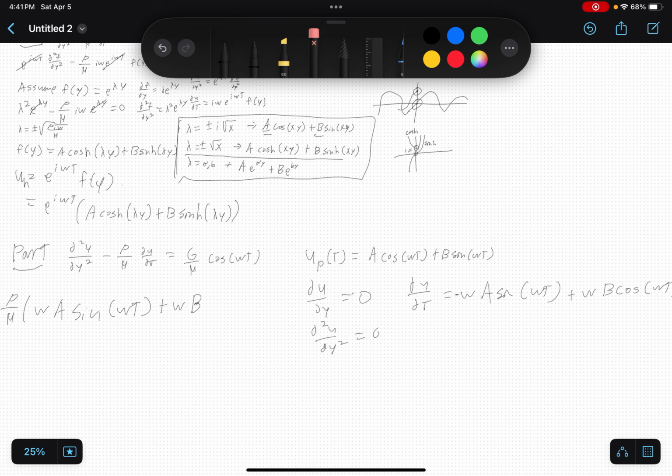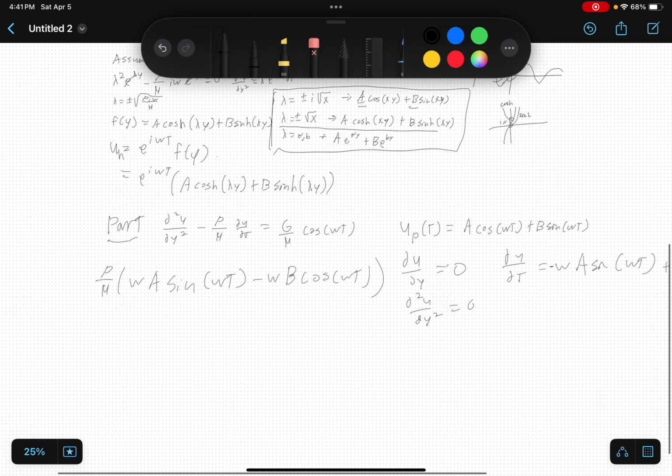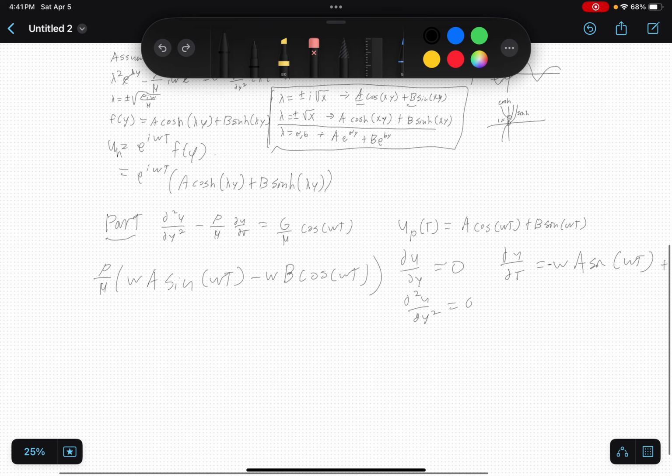That is a minus. Oh, dang it, I wrote so big. But this equals g over that cosine wt. It's literally just rewriting this equation. That's it. Okay.